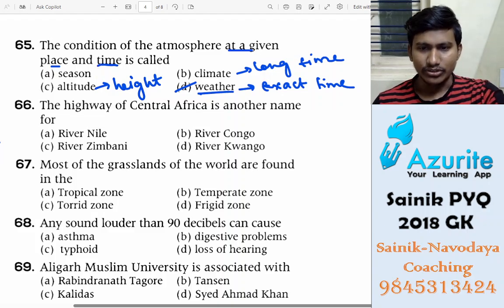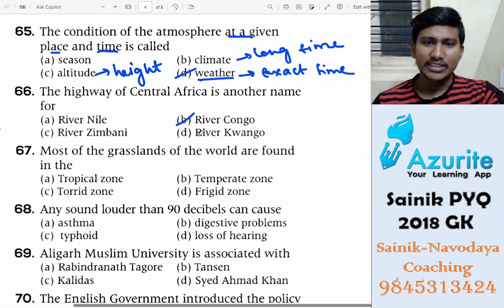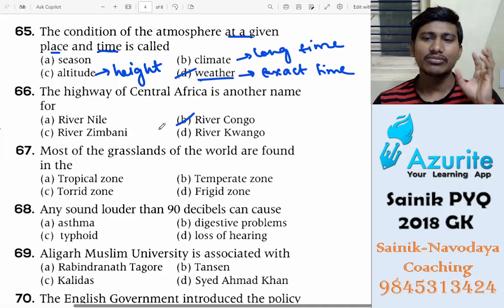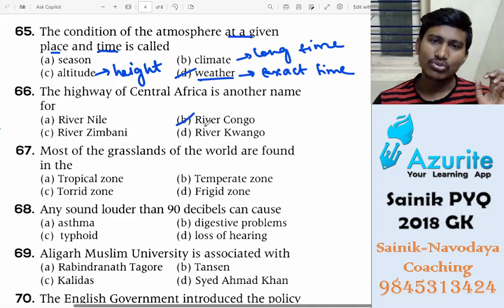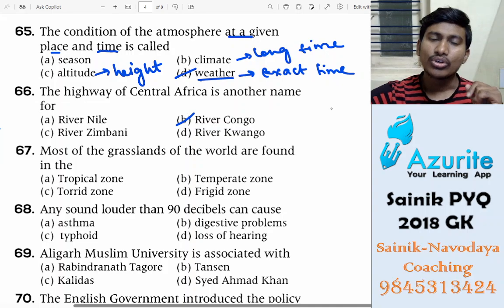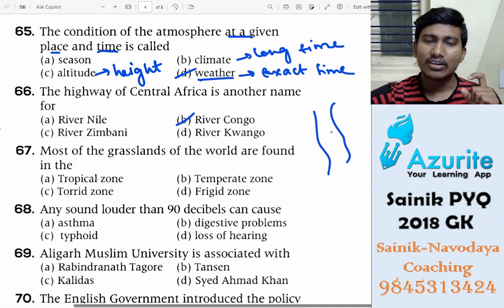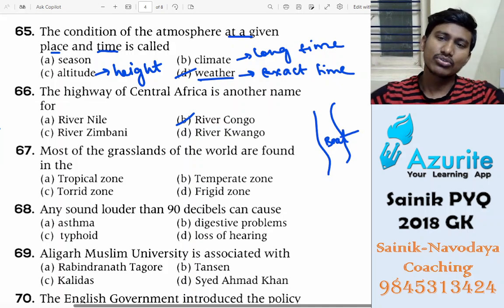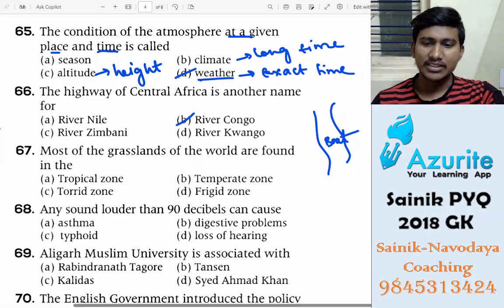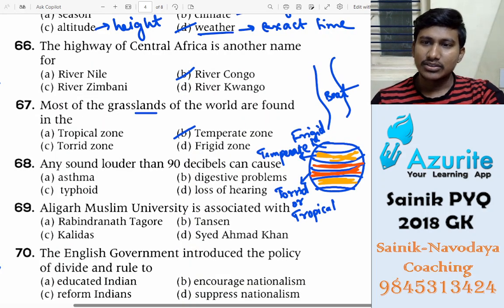Okay, good. So see here, next question, that is 66. The highway of Central Africa is the river Congo, which flows in the African region. Why? Because in the olden days they used to go through the river on boats. So that is why it is said as a highway. Understand? So see here, next question.